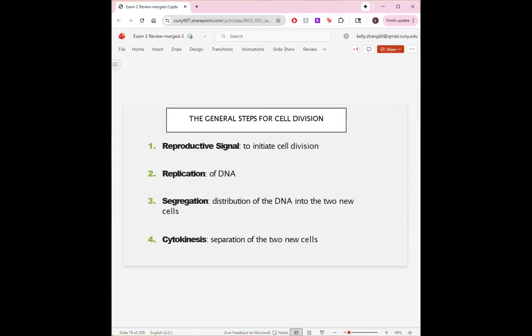So each receives a copy of each chromosome, and this step ensures each daughter cell contains a complete set of chromosomes. This is a critical part of cell division. And then the last part, cytokinesis, which is when the cytoplasm divides to form 2 new cells, each with a cell membrane or cell wall. So cell walls will be in plants.